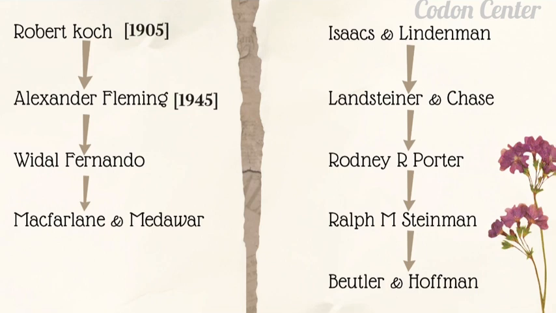In 1959, Macfarlane Burnet formulated the clonal selection theory of antibody formation, and he shared the Nobel Prize with Peter Medawar in 1960 for the discovery of acquired immunological tolerance. In 1957, Isaacs and Lindenmann discovered the interferons. Next, it is the well-known Austrian scientist Karl Landsteiner. He was awarded the Nobel Prize in 1930 for his discovery of blood groups.